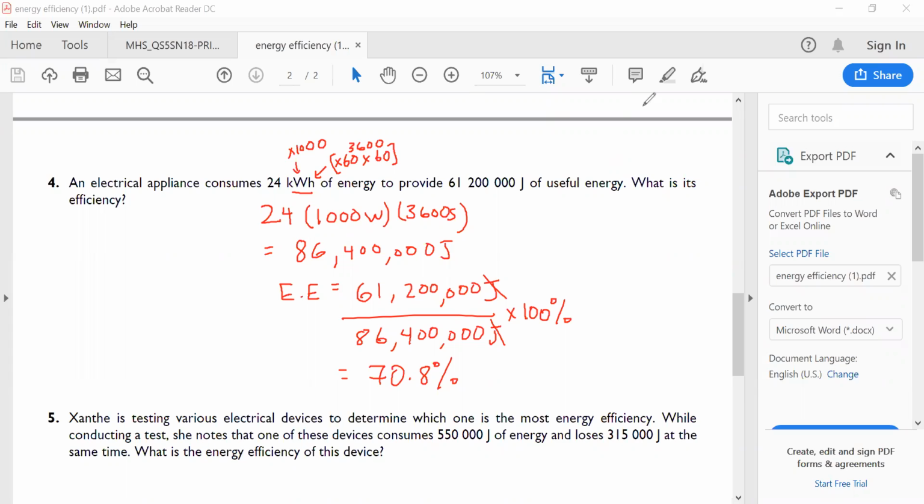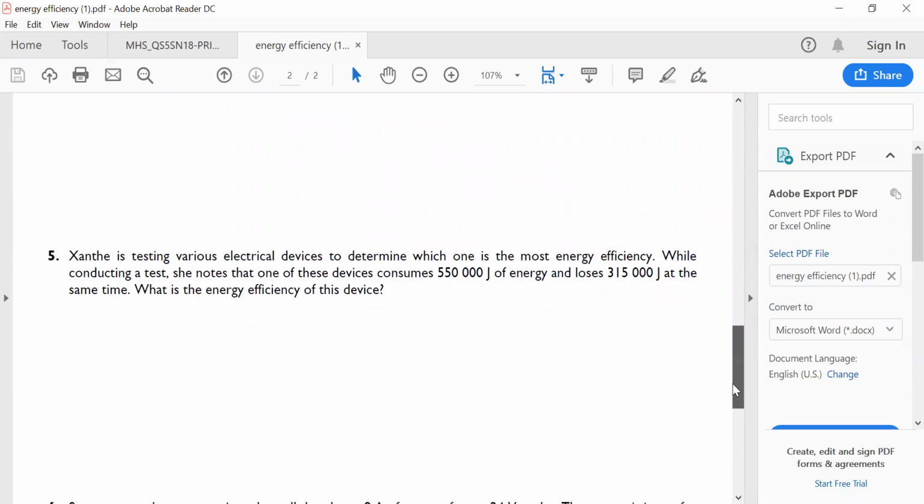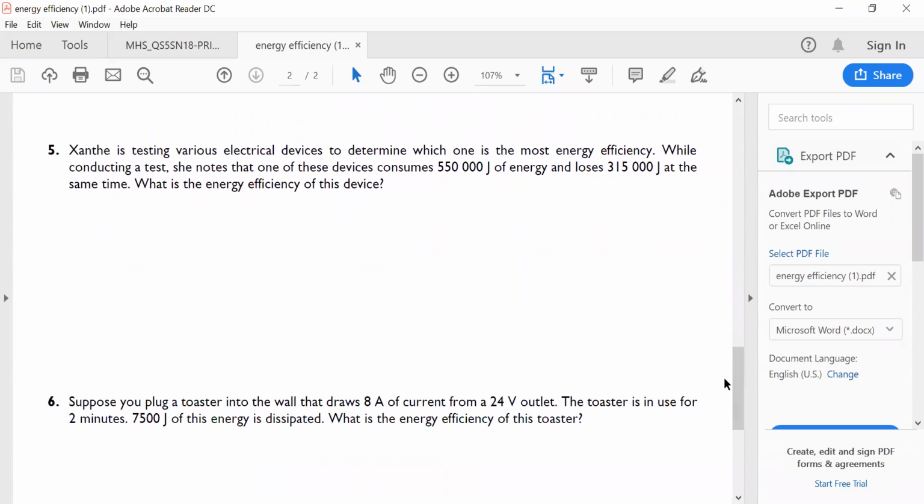So we now move on to the next question, where Xantha is testing out various electrical devices to determine which is the most energy efficient. While conducting a test, she notes that one of these devices consumes 550,000 joules of energy and loses 315 joules at the same time. What is the energy efficiency of this device? The important part of this question that's quite different from everything else is the talk of loss of energy. You'll see it as wasted energy, or on a typical government exam, you'll see the word dissipated. Either one can mean the same thing.